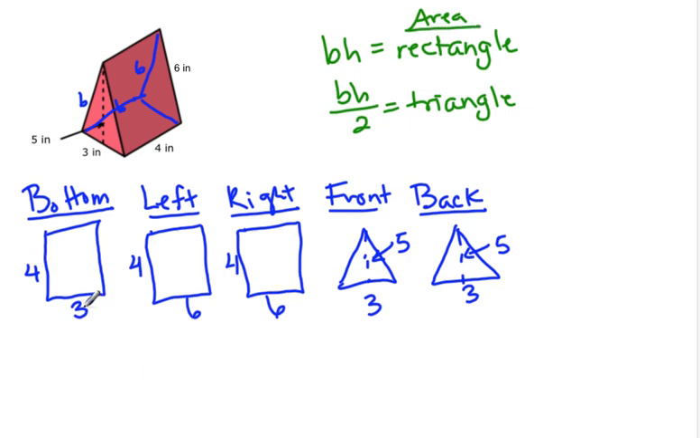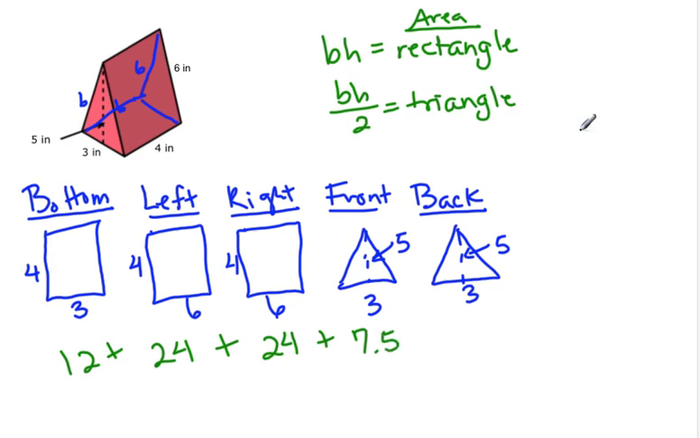All right, so 4 times 3 is 12. 4 times 6 is 24. 4 times 6 is 24. 5 times 3 is 15. Then dividing it by 2 is 7.5.